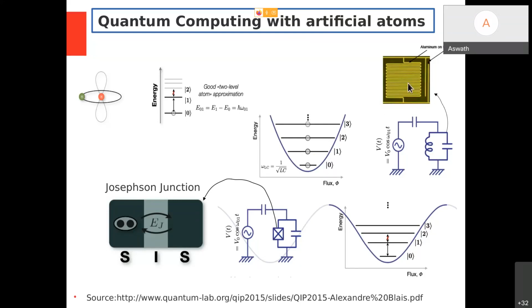This is aluminum deposited on a sapphire, so that gives me an LCR circuit. Now my next target is to convert the equally spaced energy separations of the LCR circuit to unequally spaced ones. How do I do that? People started using, instead of an inductor, something called a Josephson junction. Let me tell you what that is.